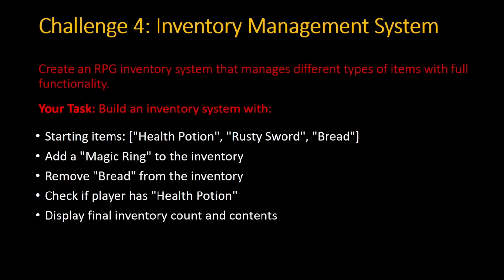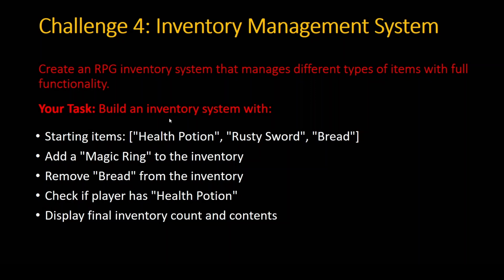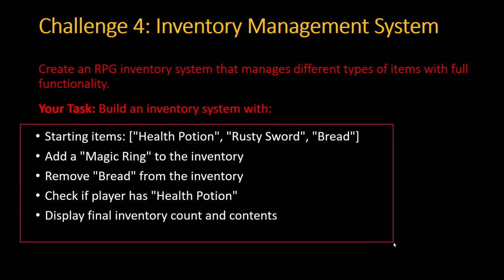Okay, our next challenge would be an inventory management system. You can solve this using what we've learned in the array section. So let's say you've got your starting items: health potion, rusty sword, and bread. You can declare any variable, but it should be an array, and then put the health potion, rusty sword, and bread. And then you can add a magic ring to that inventory.